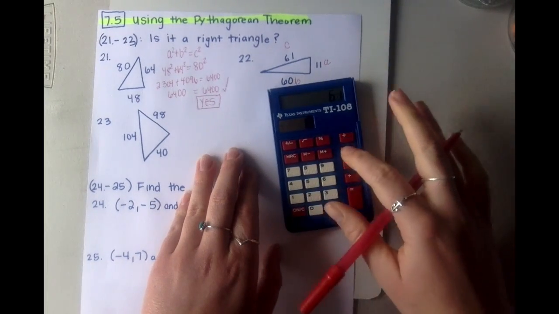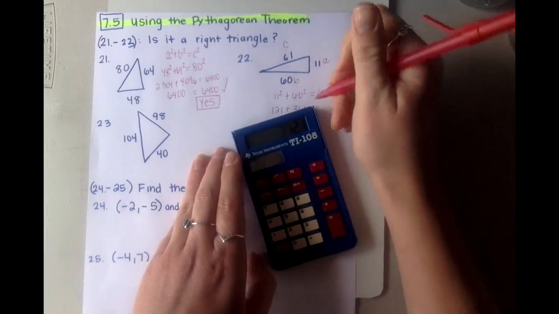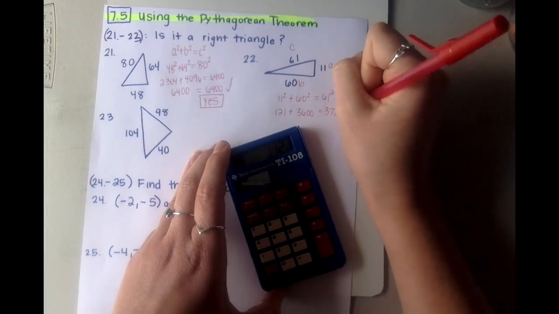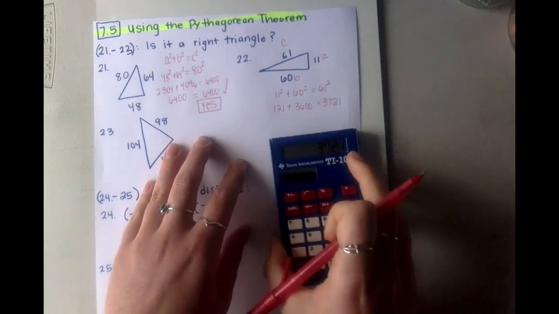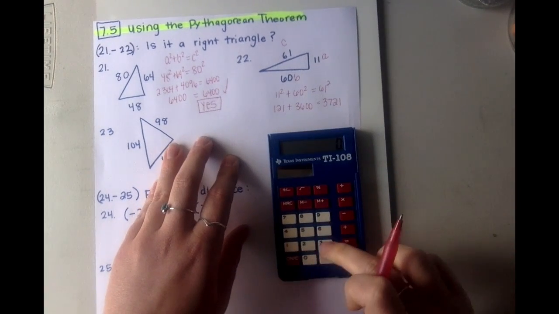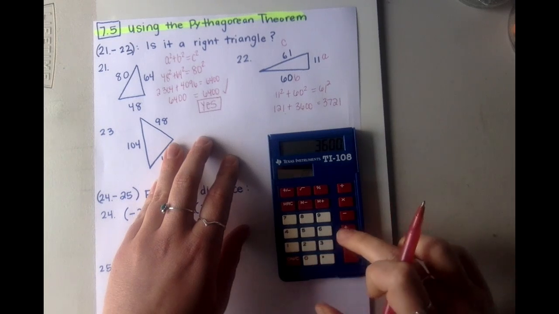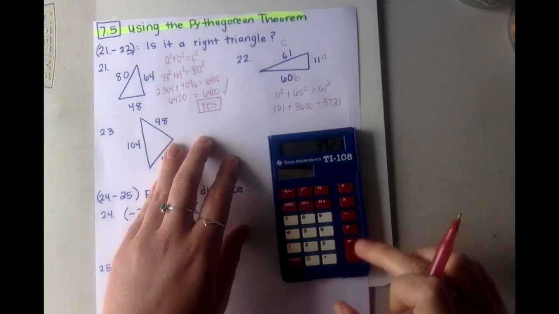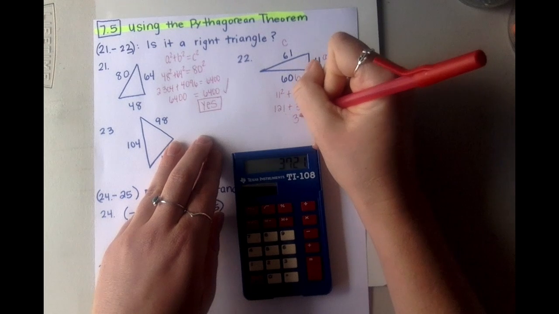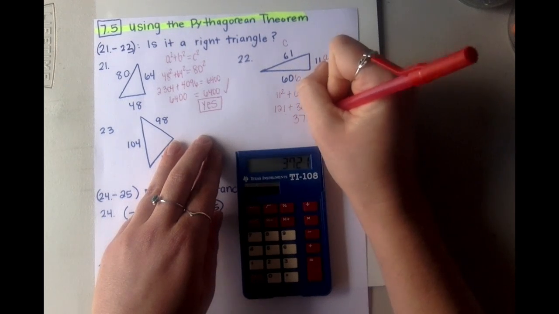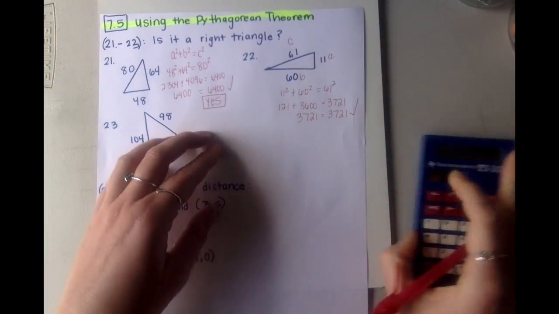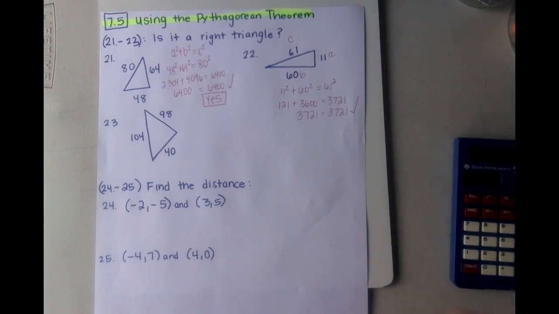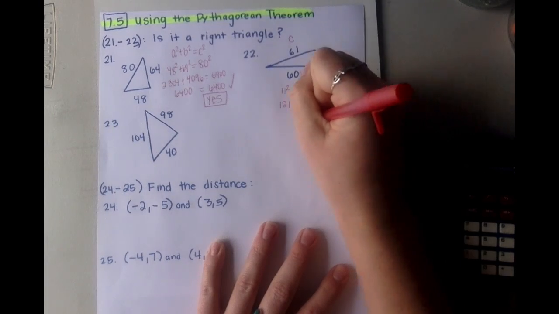So 61 times 61 equals 3721. So let's see if both of these add up to 3,721. So I have 3,600 plus 121. Oh wow, so that equals it as well. 3,721 is equal to 3,721. So yes, a squared plus b squared did equal c squared, so this one is yes.